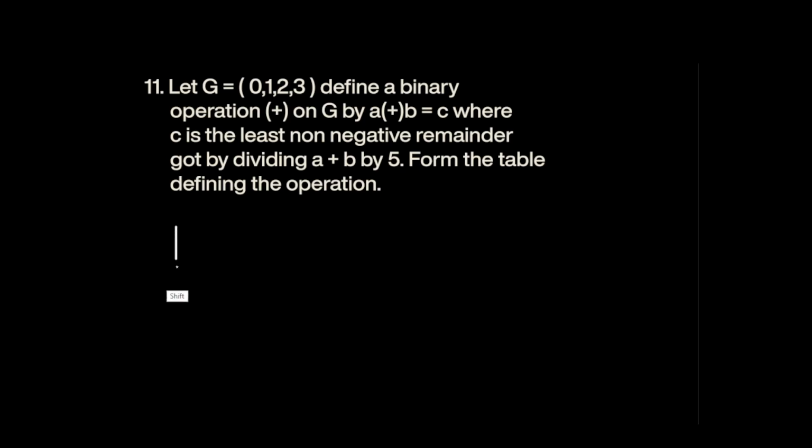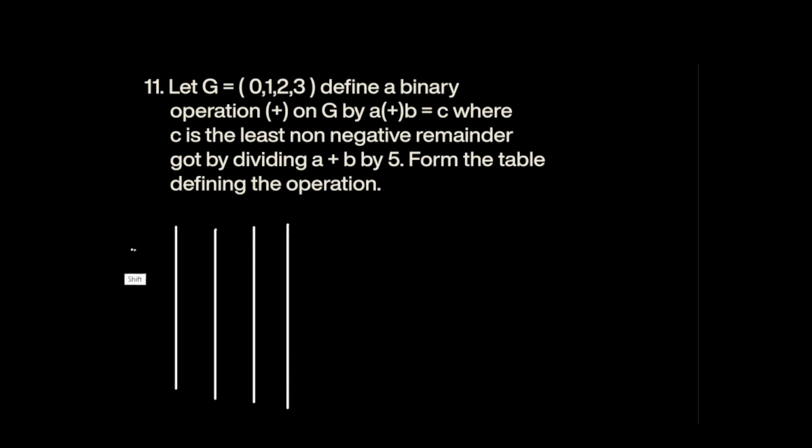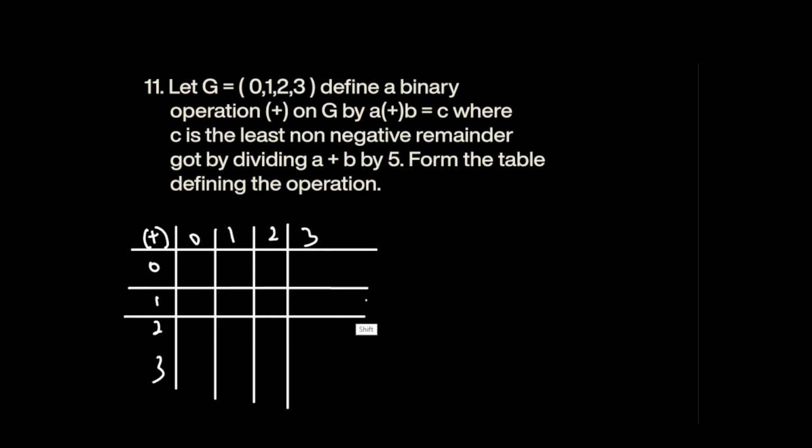So the first thing is to form the table here. So we have this. It's going to be plus, that's the operation that we are using, and this is 0, 1, 2, and then 3. So this is 0, 1, 2, and then 3. So we have this. Now by my table, the first thing is that A operation B, that will be 0 operation 0.